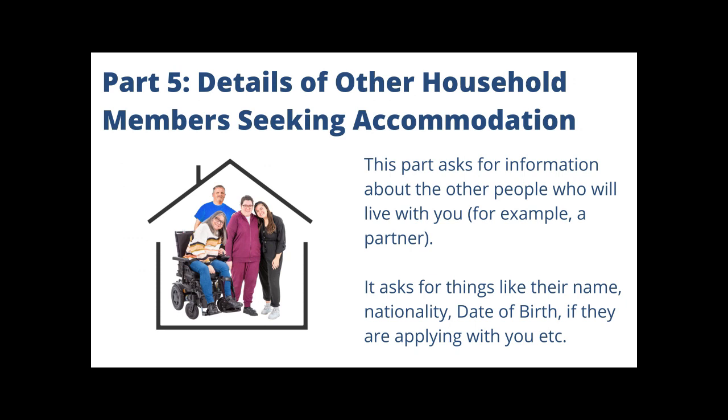Part 5. Details of other household members seeking accommodation. Part 5 asks for information about the other people who will live with you. For example, a partner. It asks for things like their name, their nationality, and their date of birth.